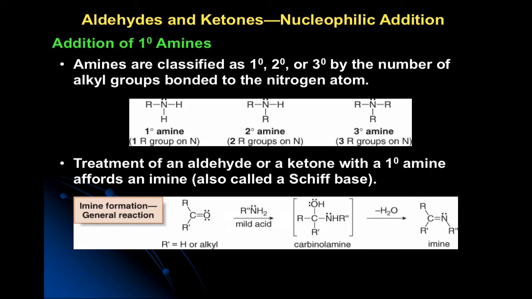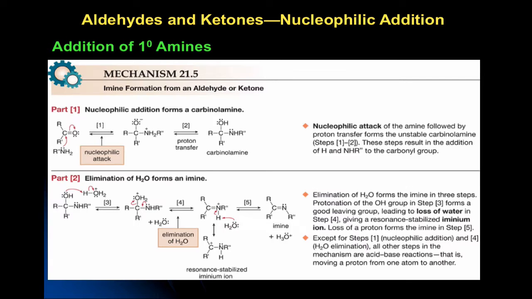Usually these reactions are done with a mild acid catalyst, just a drop or two of a little bit of acid. Para-toluenesulfonic acid is kind of a common one, but not much. You just need a little bit to kick the reaction off and eliminate the water, and you can get the imine, okay? So let's look at the mechanism.